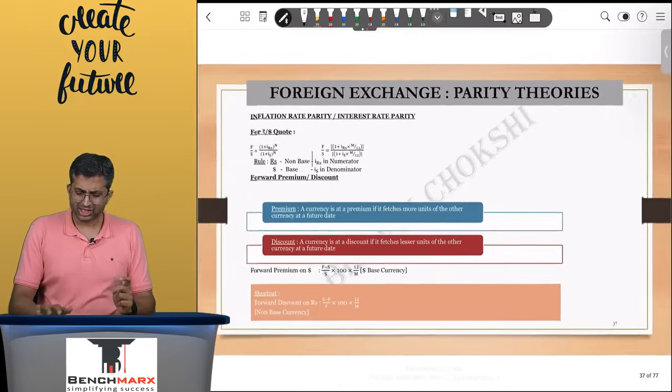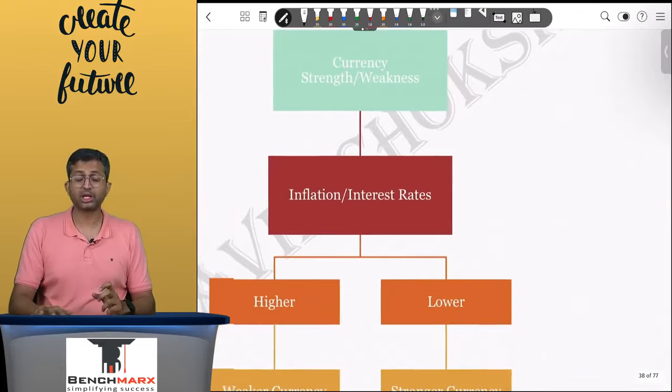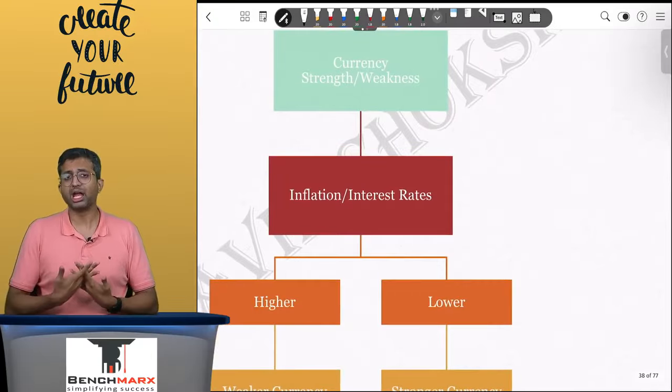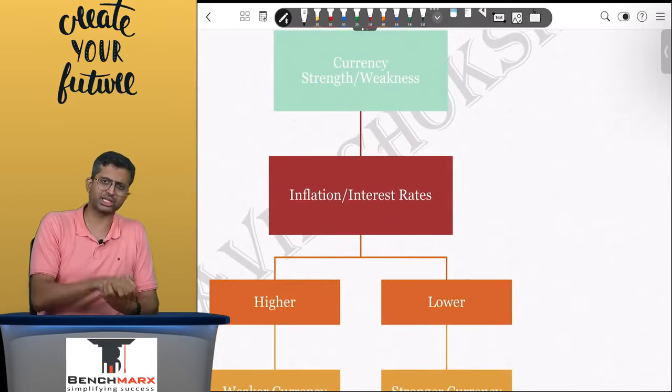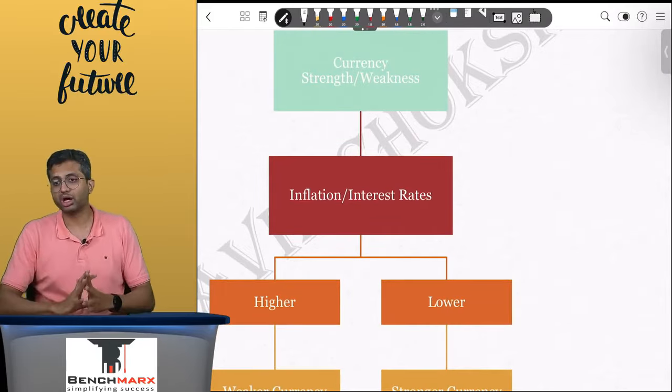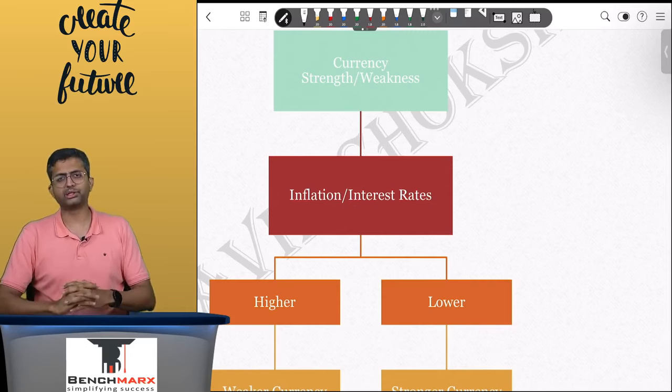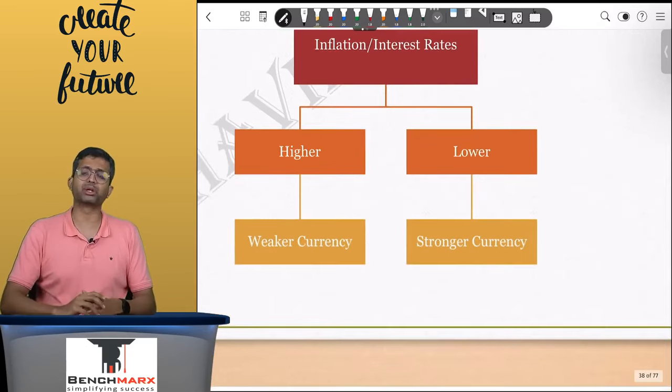Acha, there are certain rules that you need to remember. Currency strengthening or weakening: typically, countries with a higher interest rate or higher inflation rate will have a weaker currency, as compared to countries which have a lower interest rate or lower inflation rate, which will typically have a stronger currency.